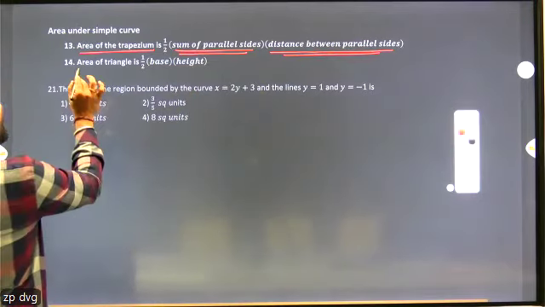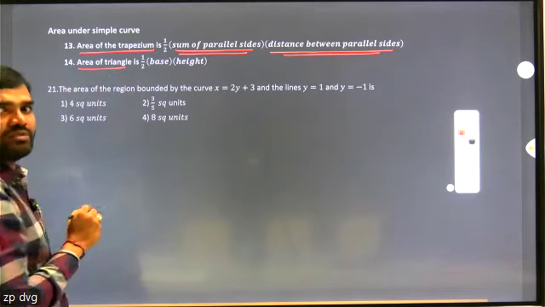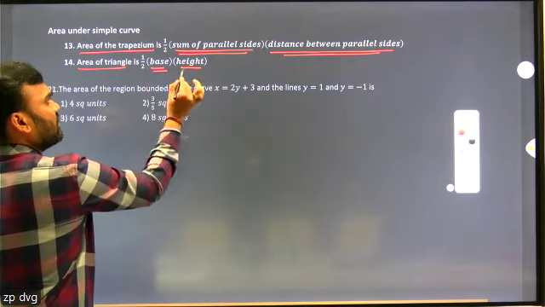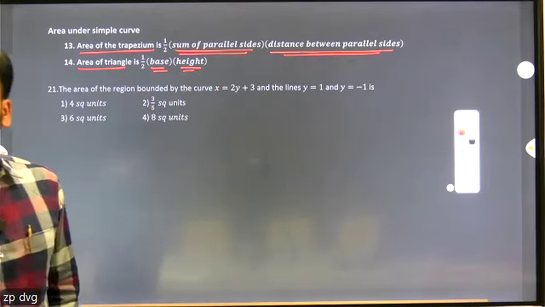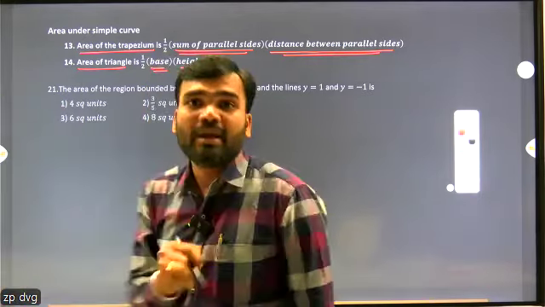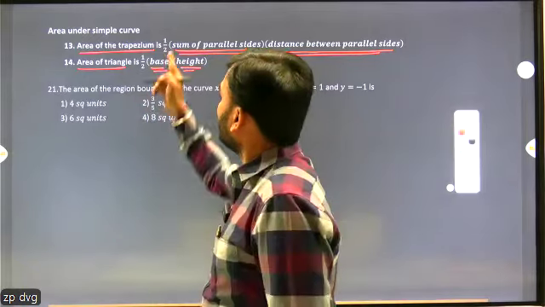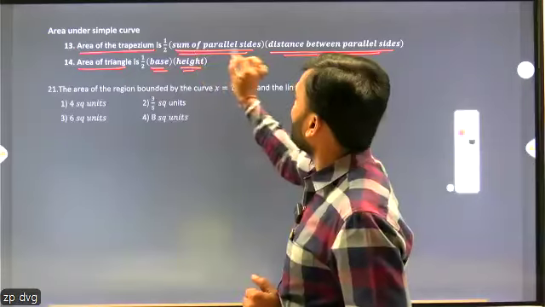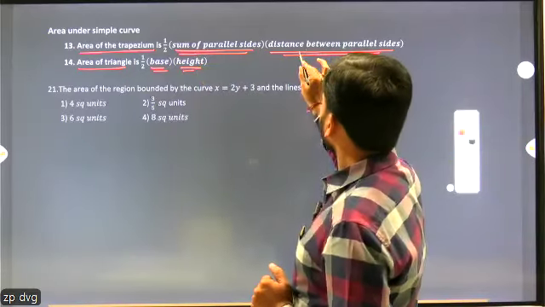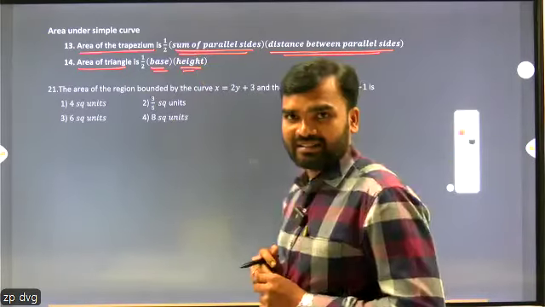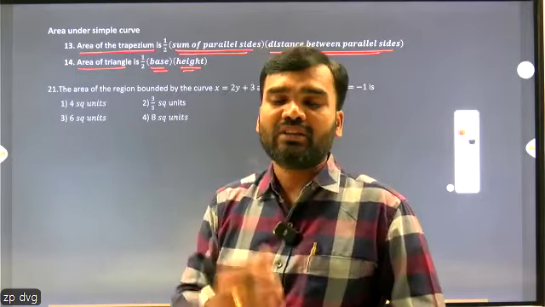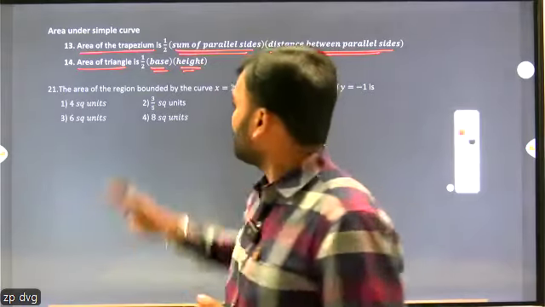Another one is the area of triangle. We know the formula already: half into base into height. Like that, the area of trapezium is half into the sum of the parallel sides into the distance between the parallel sides. If we use this, it will be very easy to solve, and you have to answer this question in one minute.